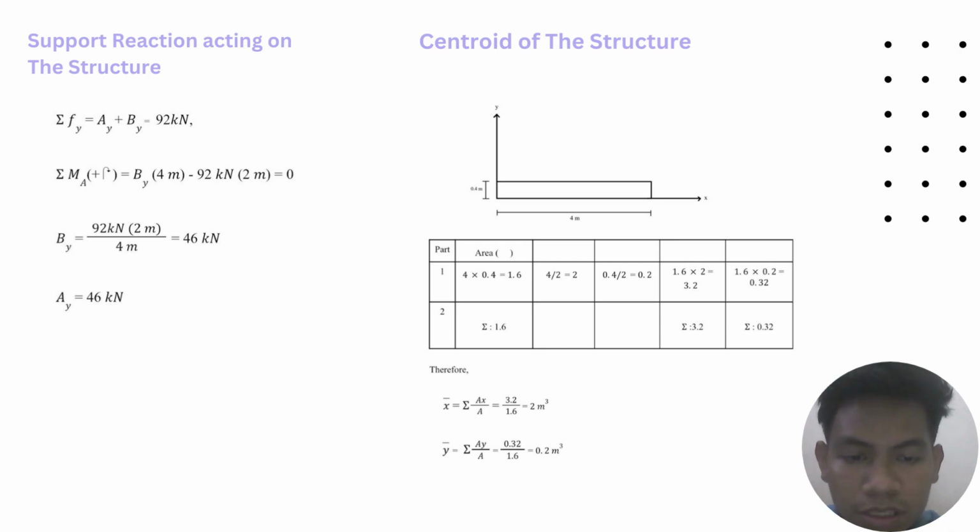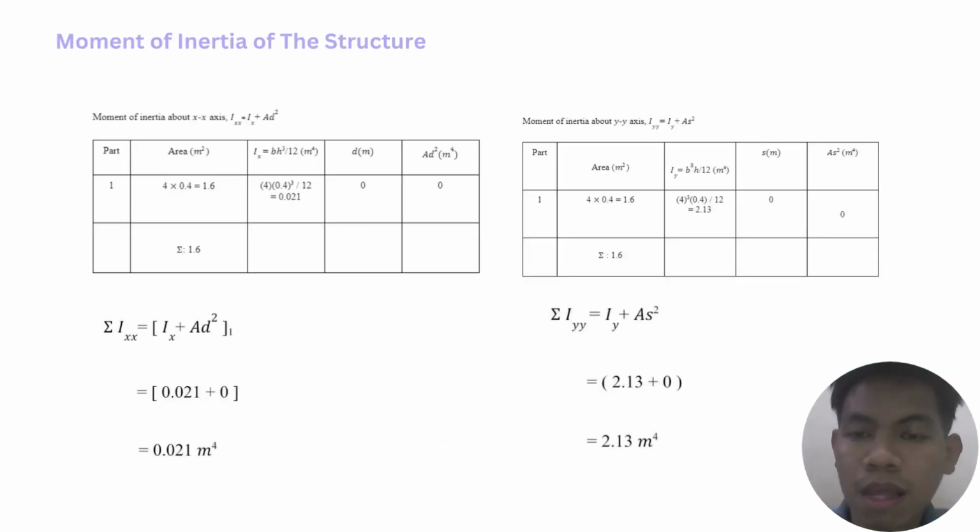For the centroid of the structure, it was calculated as in the slide. So for the x-axis, all I get is 2 meter cube, and for the y-axis is 0.2 meter cube. And lastly, the moment of inertia of the structure was found. So after being calculated, the moment of inertia at x-axis was 0.021 meter to the power of 4, and the moment of inertia at y-axis was 2.13 meter to the power of 4.